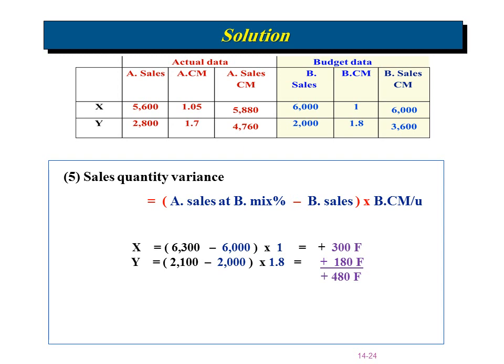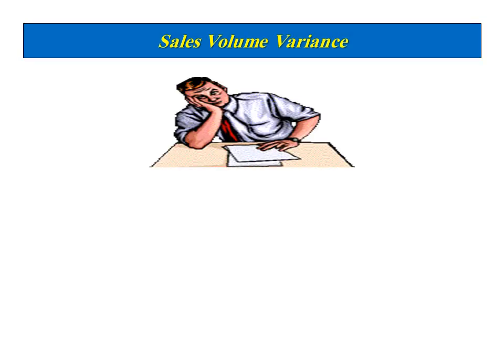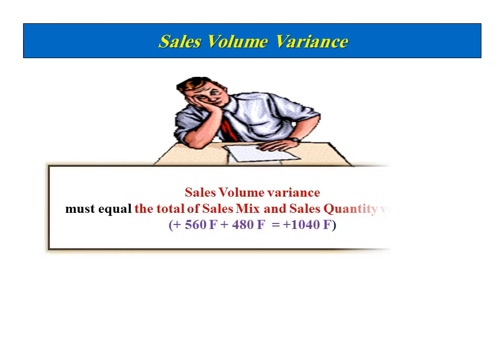After calculating quantity variance, I have to check my answer. Don't forget sales volume variance. In the third level, I analyze sales volume. So the total of sales volume variance must equal the total of sales mix and sales quantity. The total of sales mix and sales quantity here will equal positive 1040, favorable. This is the amount of sales volume.